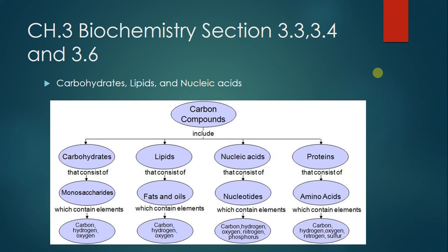So we'll go back to the beginning here. Let's remember the 3 things we talked about: carbohydrates, lipids, nucleic acids. Their monomers are monosaccharides, glycerol and fatty acids, and nucleotides, and then their composition.